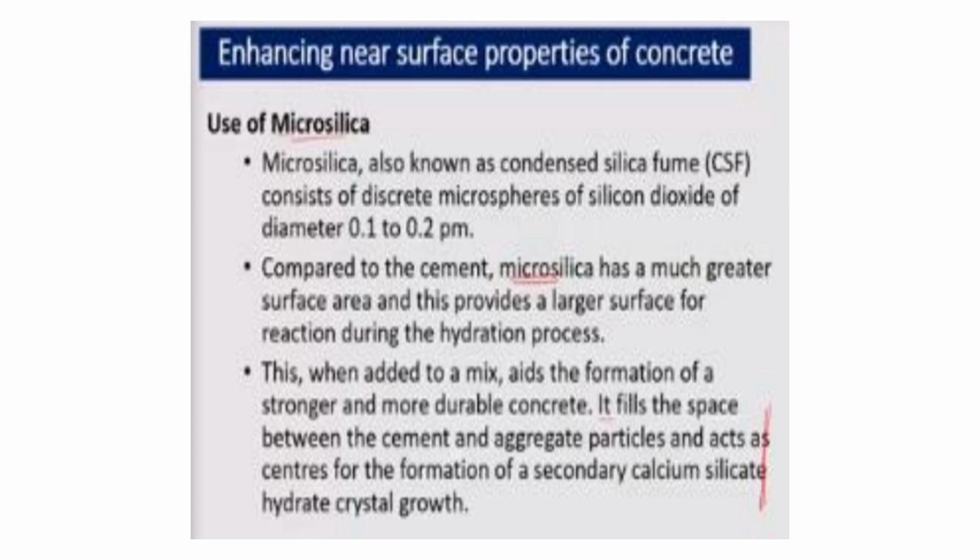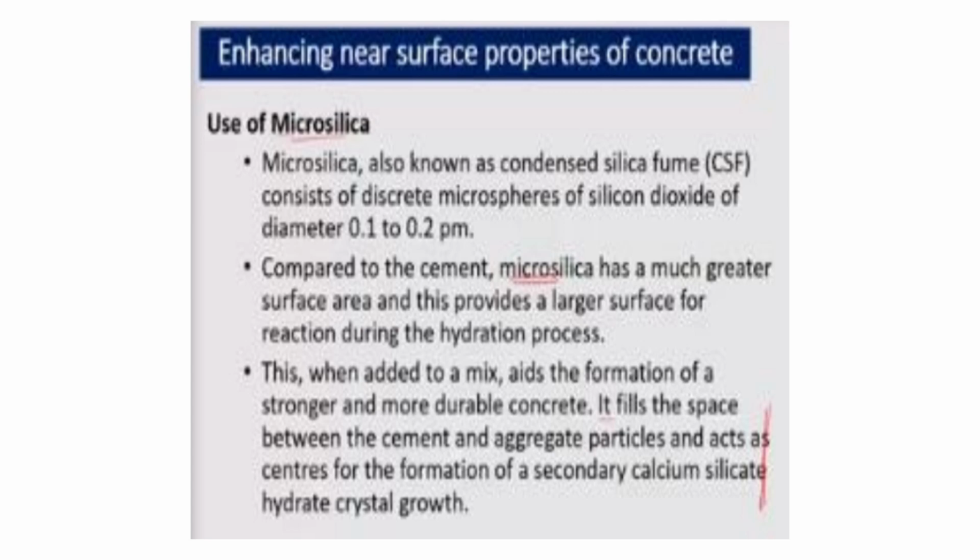Compared to the cement, the microsilica has a much greater surface area because of its small size, and this provides a larger surface for reaction during the hydration process. When added to a mix, it aids the formation of a stronger and more durable concrete. It fills the space between the cement and aggregate particles and acts as centers for the formation of a secondary calcium silicate hydrate crystal growth.